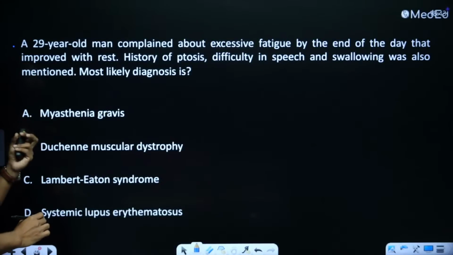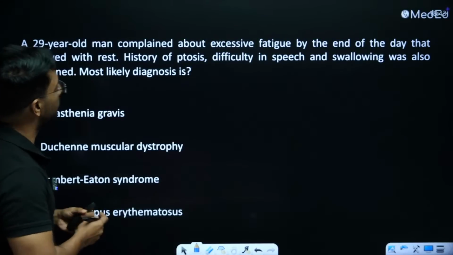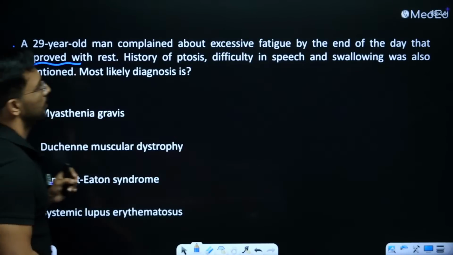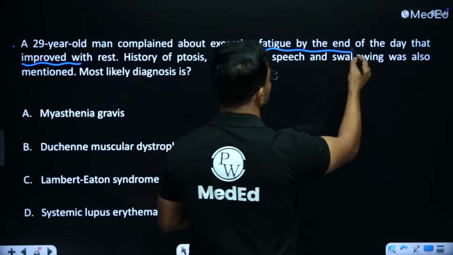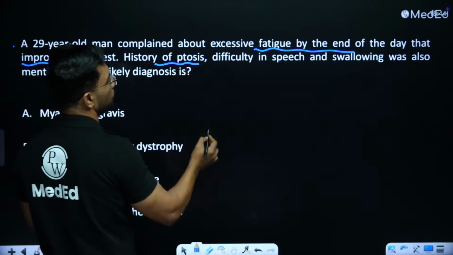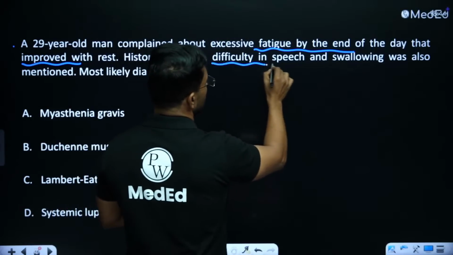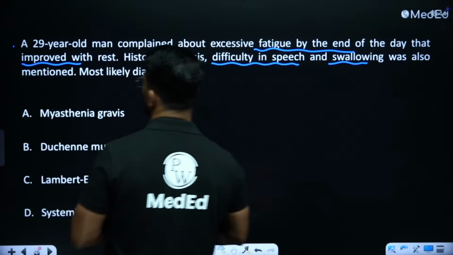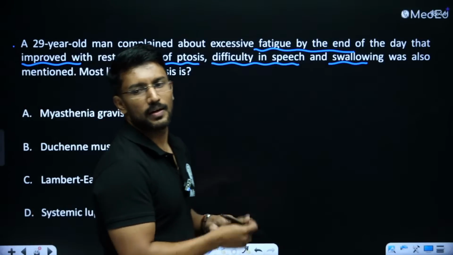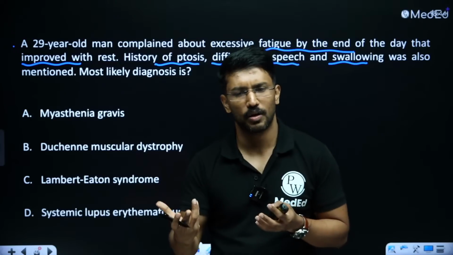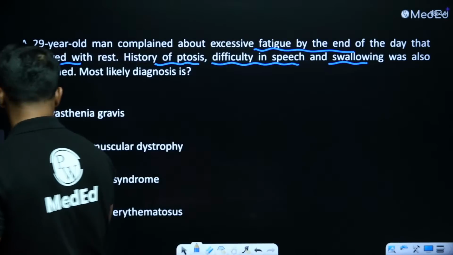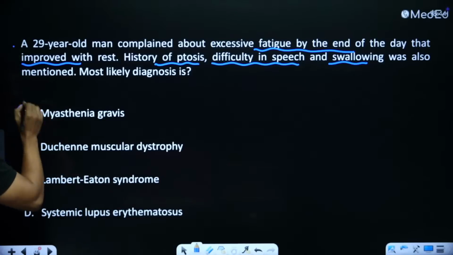A 29-year-old man complained of excessive fatigue by the end of the day that improved with rest. A very classical story. Fatigue by the end of the day that improved with rest. Whenever you read this statement, you already know the diagnosis, plus a history of ptosis, difficulty in speech, and swallowing was also mentioned. What is the most likely diagnosis? Whenever a question talks about fatigable weakness, you already know the answer, right? It's a pretty simple, straightforward question. We are dealing with myasthenia gravis.